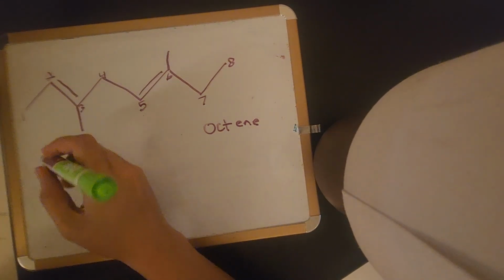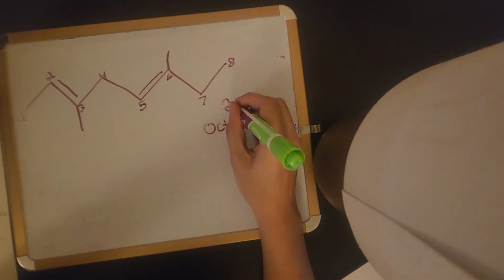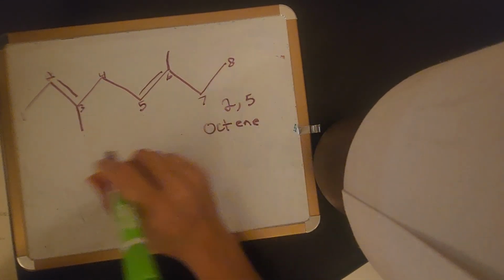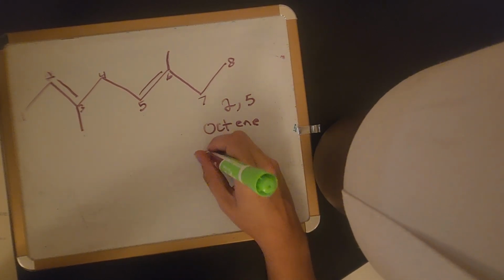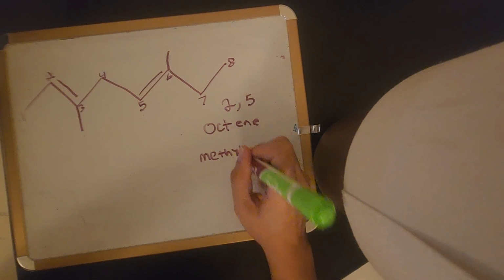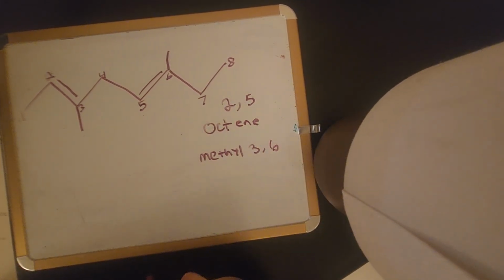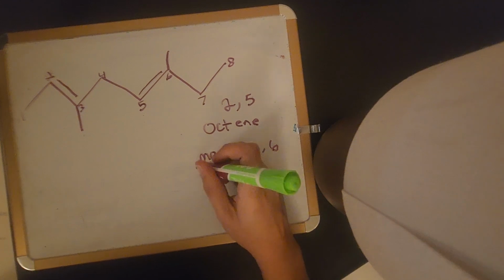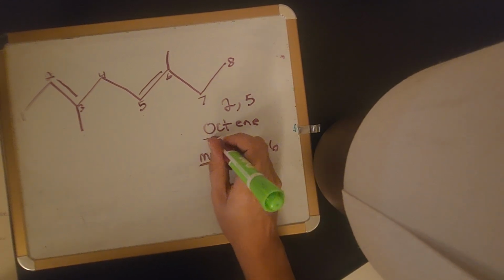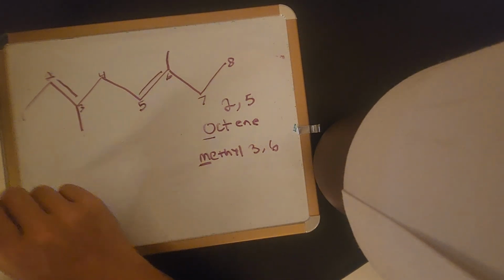In this case, there exists a double bond at 2 and 5. And there exists a methyl at 3 and 6. In this case, the M comes before O, L, M, and OP. So we're going to go ahead and name this.